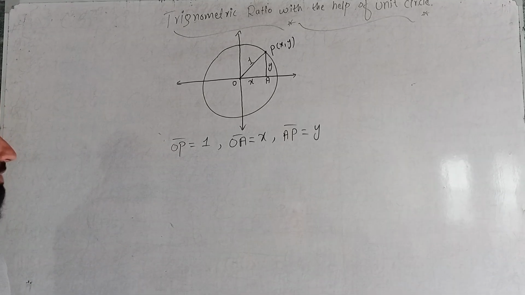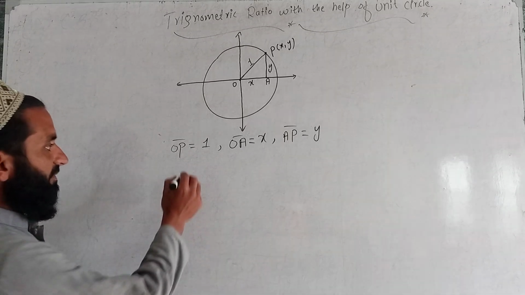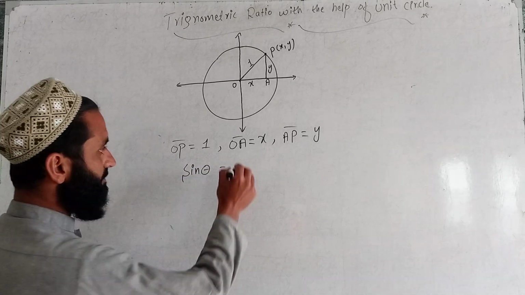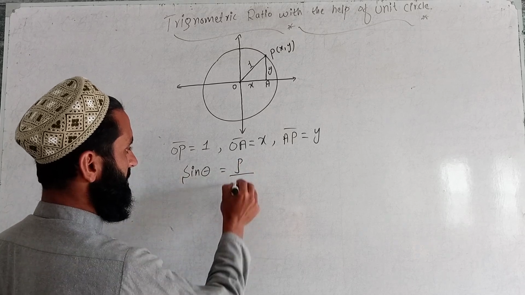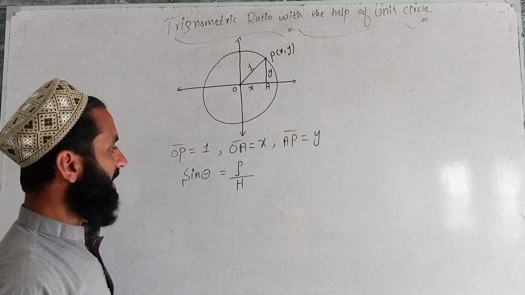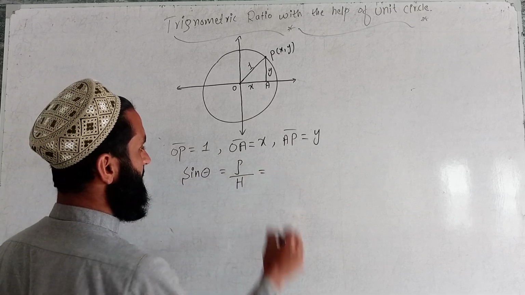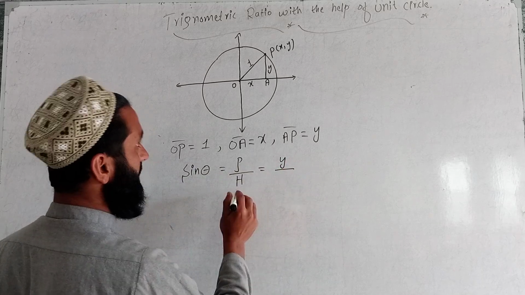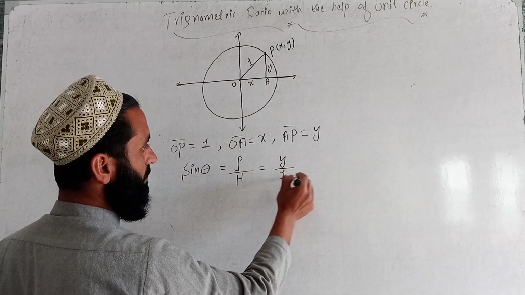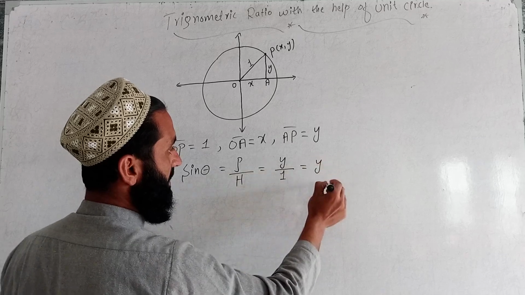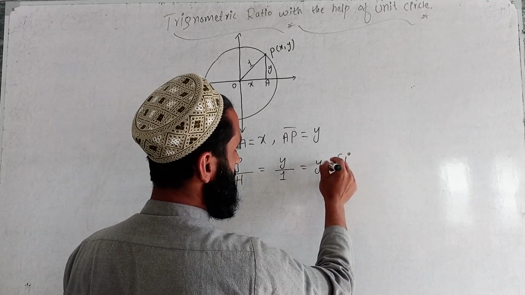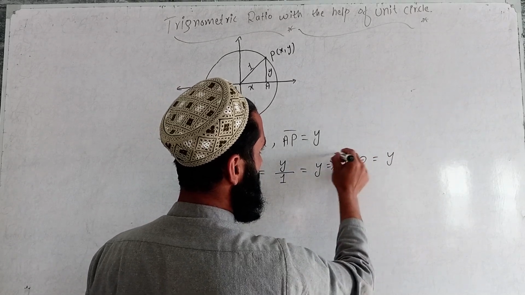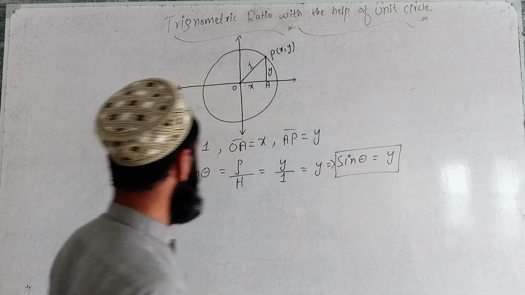Now there are a total of 6 trigonometric ratios. For this, first we define sin theta. Sin theta is equal to perpendicular divided by hypotenuse. So this implies that perpendicular is equal to y and hypotenuse is equal to 1. So sin theta is equal to y.